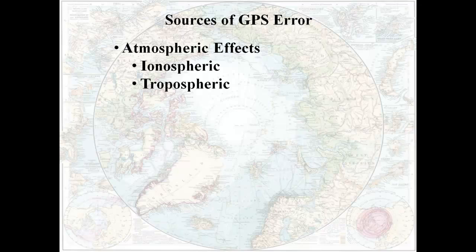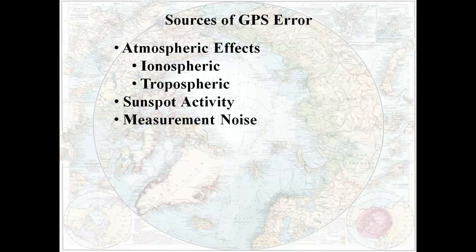When we use the basic equation that says take the difference in time and multiply it by the speed of light, it turns out that those atmospheric effects can change the speed of the signal between the satellite and the receiver, so it's not exactly the speed of light all the way through. Sunspots can mess things up. There's noise in the measurement. There's always random noise in your measures.